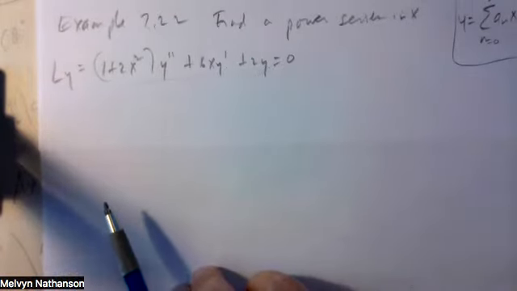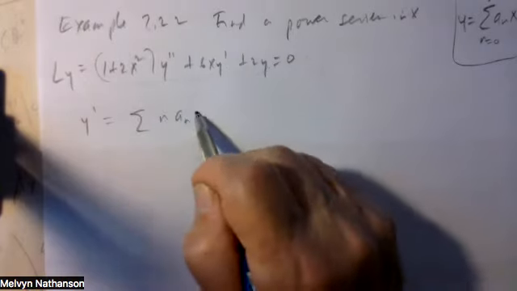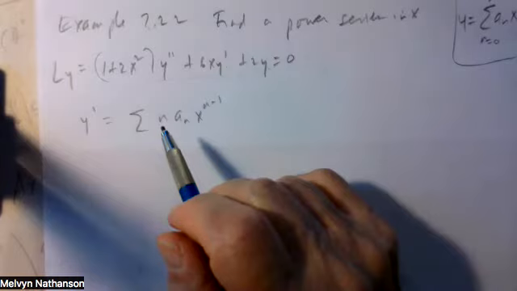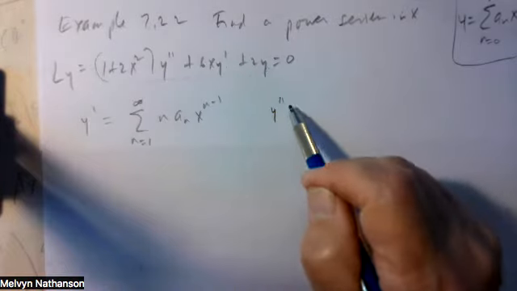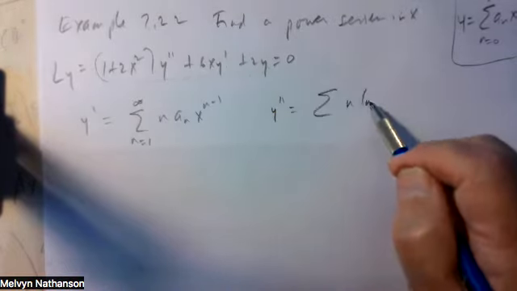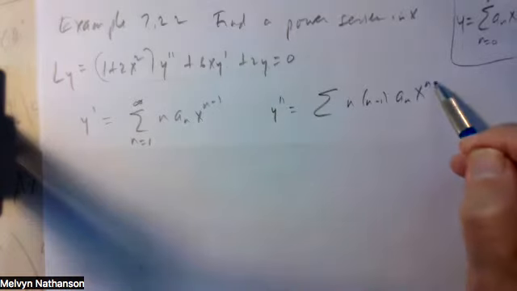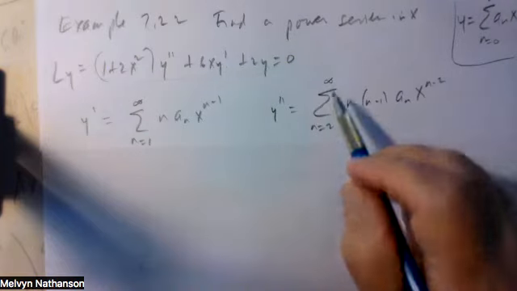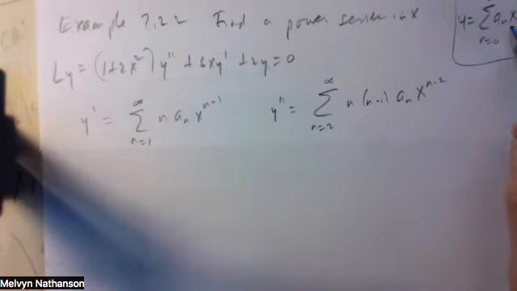All right. Now I'm going to go through this step by step, and you have to stop me if there's any step that's not clear. This is y. So y prime is summation n a_n x to the n minus 1 from 1 to infinity. And y double prime is summation n(n minus 1) a_n x to the n minus 2, n goes from 2 to infinity. Differentiate this term by term once, I get this. Differentiate this term by term twice, I get this.